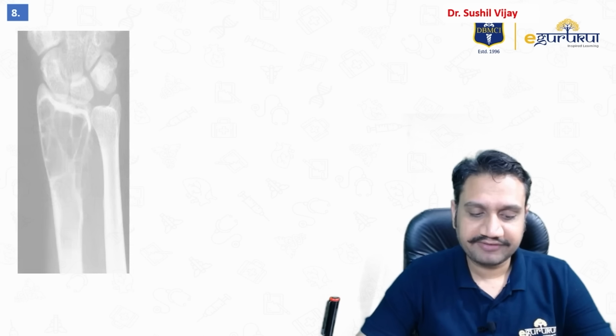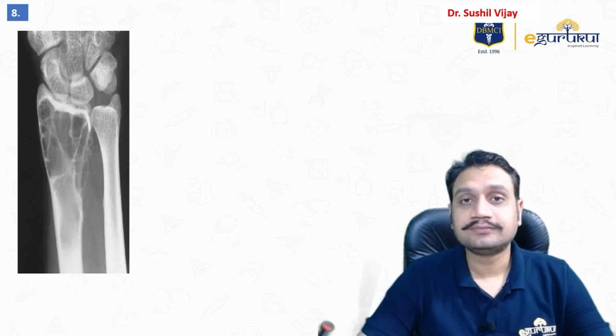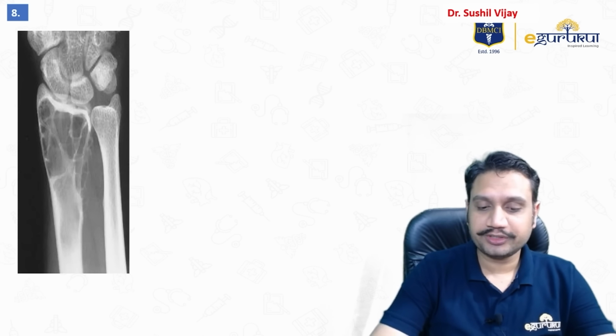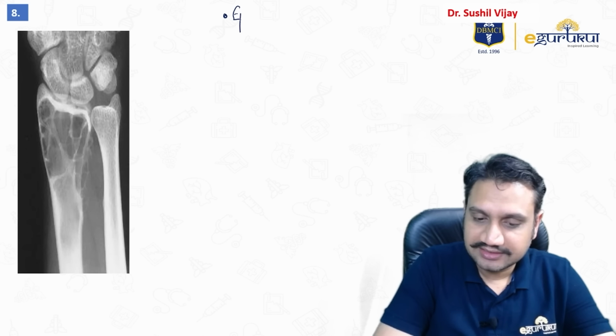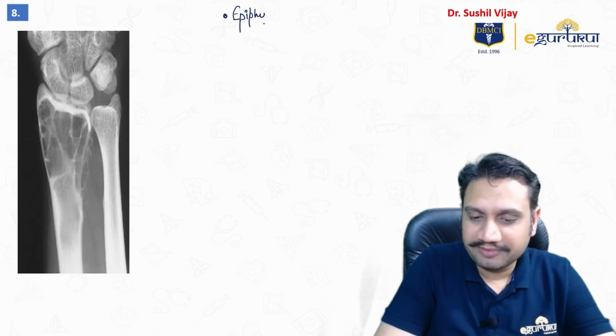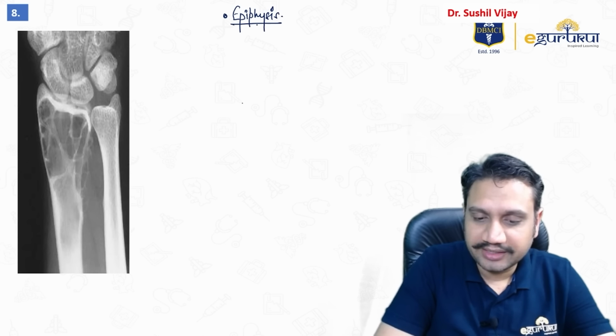Number 8 I have kept is the tumor. Now all of you can easily recognize it. Why have I kept this tumor? This tumor, you can see it is located where? It is located at the epiphysis. So I know 2 epiphyseal tumors, giant cell tumor and chondroblastoma.